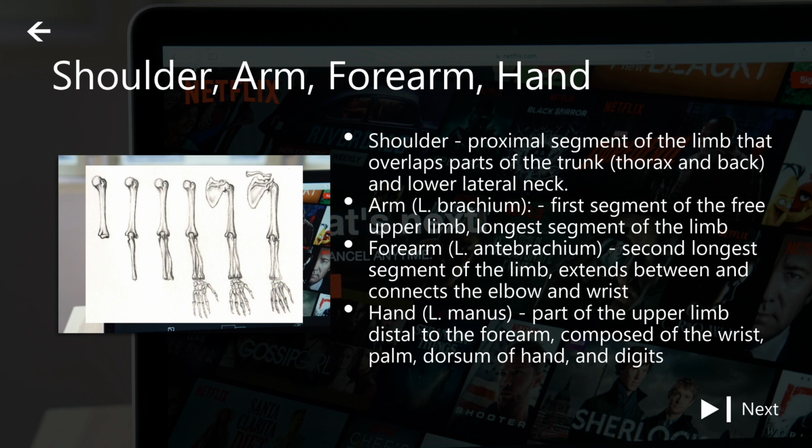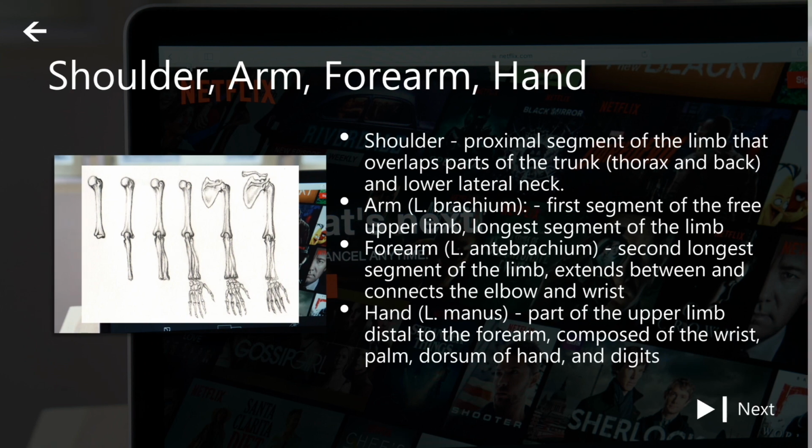The hand is the part of the limb distal to the forearm that is formed around the carpus, metacarpus, and phalanges. It is composed of the wrist, palm, dorsum of hand, and digits or fingers, including an opposable thumb, and is richly supplied with sensory endings for touch, pain, and temperature.